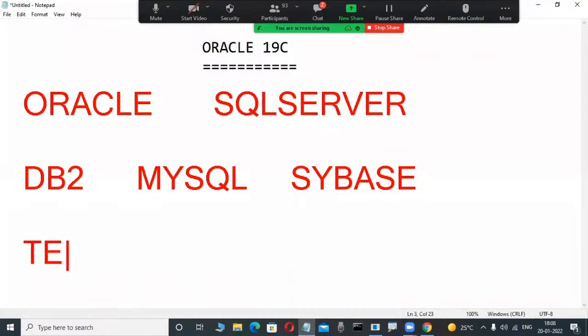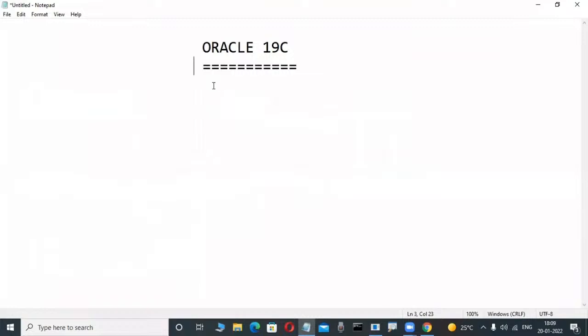Again, Teradata. Maybe many fellows have an idea, data warehousing application programmers. Teradata is a database product from NCR Corporation. SQLite is a database product. Like this, so many database products are there from different companies only. That's why Oracle is always one of the popular database products. Okay, fine.